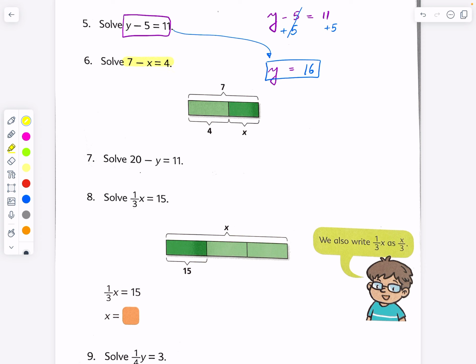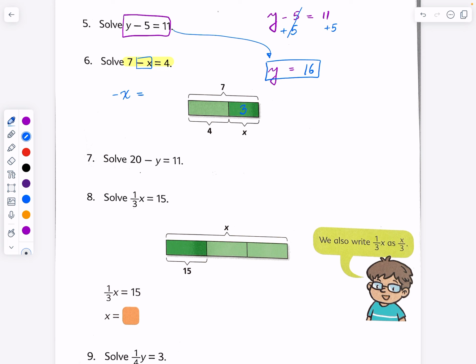Let's consider the next equation. 7 minus x equals 4. Now, this equation is very different. 7 minus what reduces it to 4? We know the answer must be 3. But how would we solve it using our method of isolating the variable? Step 1. Let's make sure that minus x is by itself on the left-hand side.